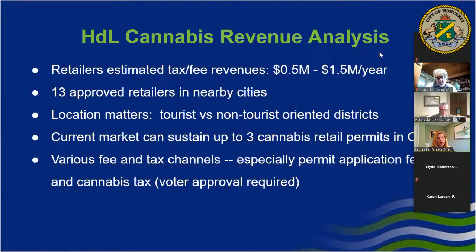The report goes on to talk about an important concept, which is market saturation, what's already existing in the general area to provide to consumers. We have in the report 13 retailers in the cities the city manager had mentioned. And so we have to take that in mind. With that in mind, the report determines that the city of Monterey could sustain up to 3 cannabis retail permits.